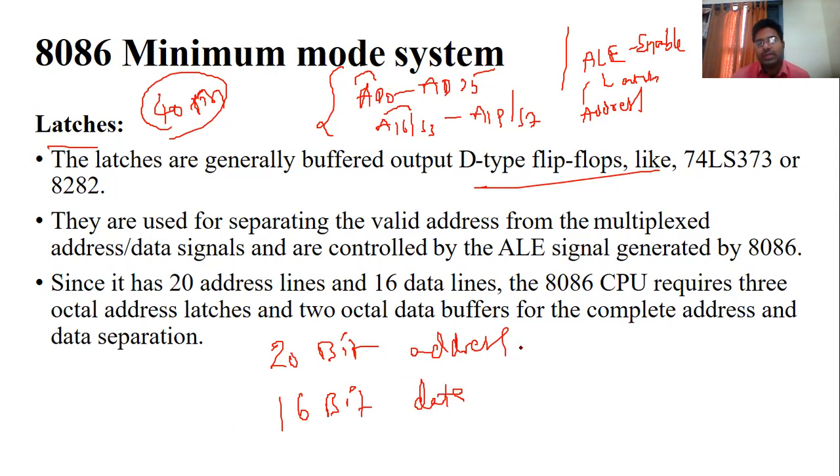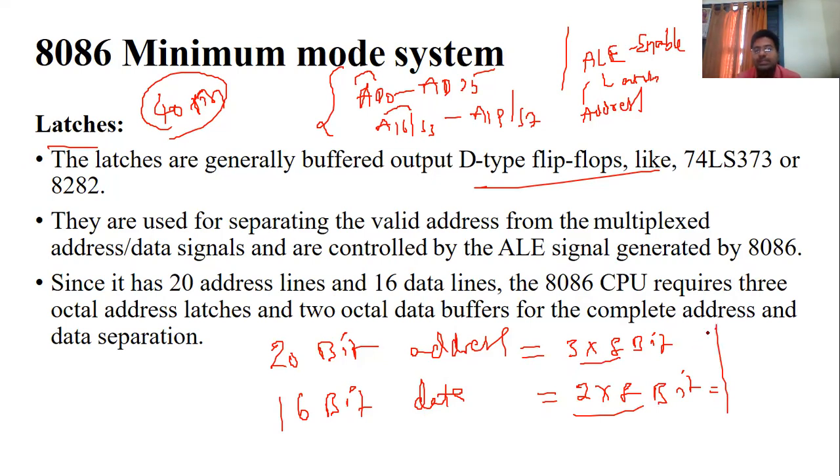For the address, we require 3 into 8-bit latches. For the data, it requires 2 into 8-bit latches. That is 16 bits for data, but 24 bits for the address, because 20-bit latches are not available. These types of flip-flops are available in 4-bit, 8-bit or 16-bit sizes, multiples of 2 power 0, 2 power 1, 2 power 2, and so on.